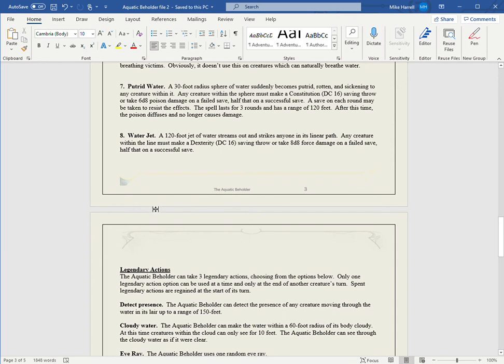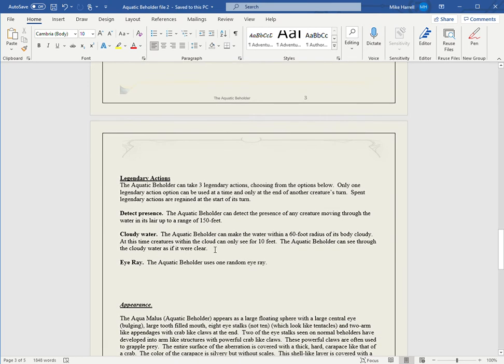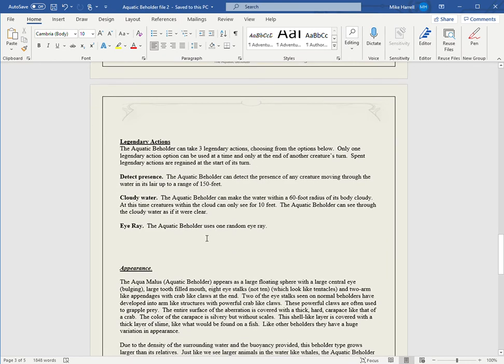Number 8, last Eyestalk, Water Jet. A 120-foot jet of water streams out and strikes anyone in its linear path. Any creature within the line must make a DC 16 Dex saving throw or take 8d8 force damage on a failed save, half that on a successful save. So there's the Eyestalks. Got some fun aquatic themes to what they can do right there.